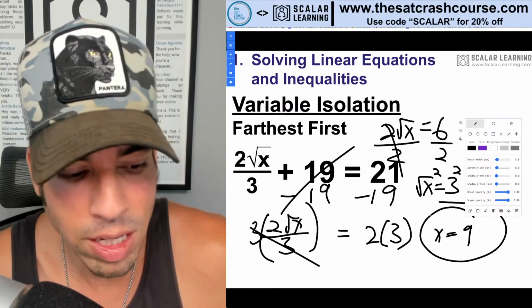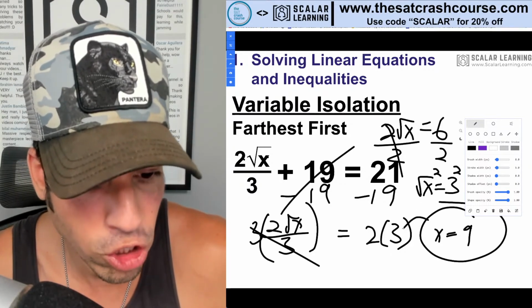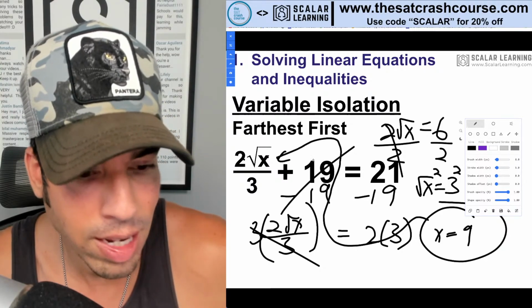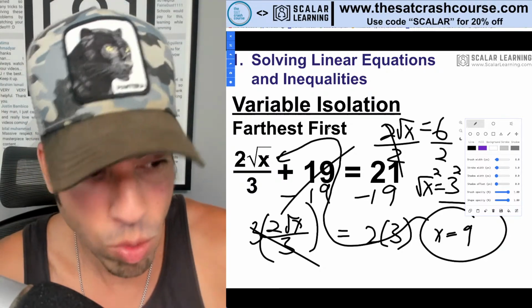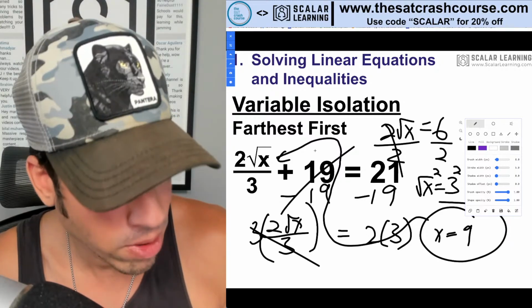Another thing to remember on the SAT as well with these types of equations, always make sure to plug back in at the end and make sure the answer works. Because if it works, then you're good to go. You're going to feel confident. All that good stuff.